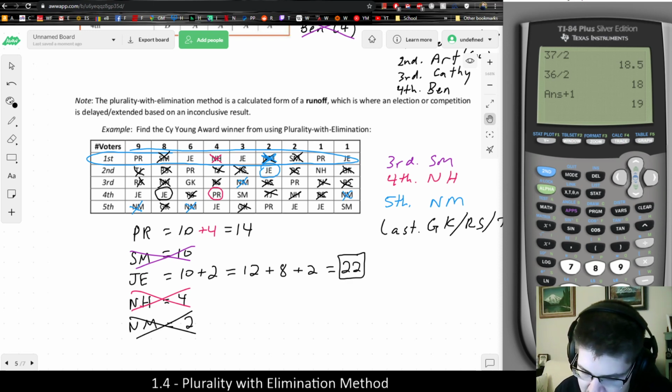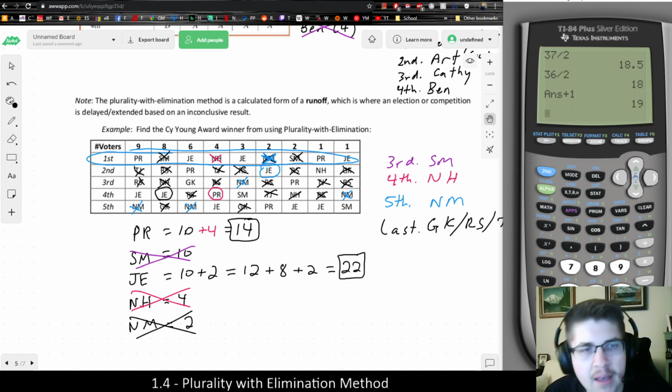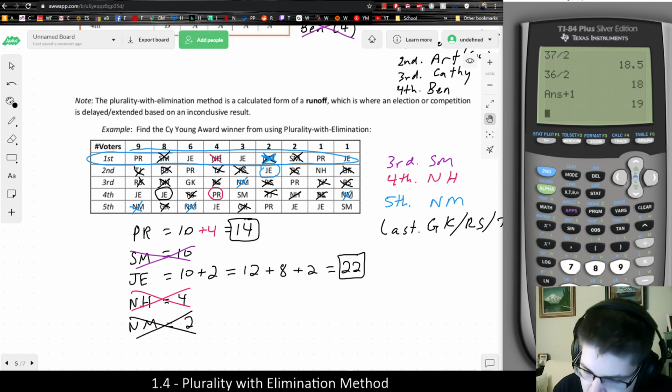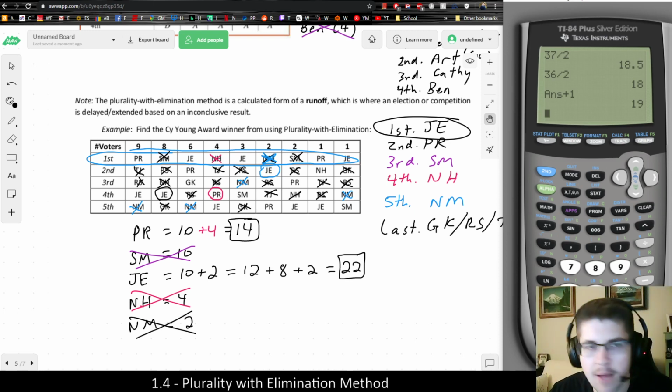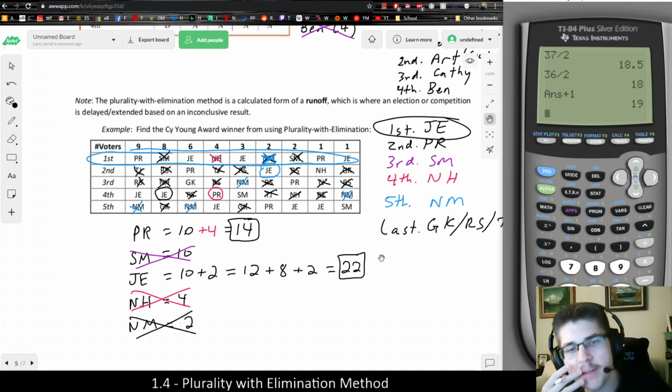By the time we get to 2, we should always have an outcome. We should know what's what. And so PR is going to take 2nd place, and Joe Everyman, JE, will win under plurality with elimination. So he would get the win, which I believe is consistent with the answer we got when we did it with the modified Borda count.